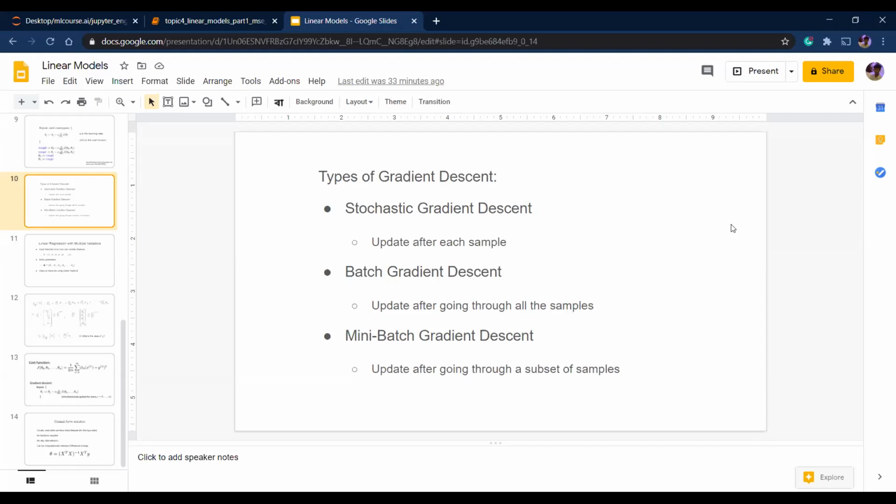One disadvantage of batch is that it's computationally expensive, because you have to go through all the samples, calculate the gradient across all of them, and then update the weights. And mini batch is a trade-off between stochastic and batch. So you have a good enough approximation, but you also don't spend that much computation.